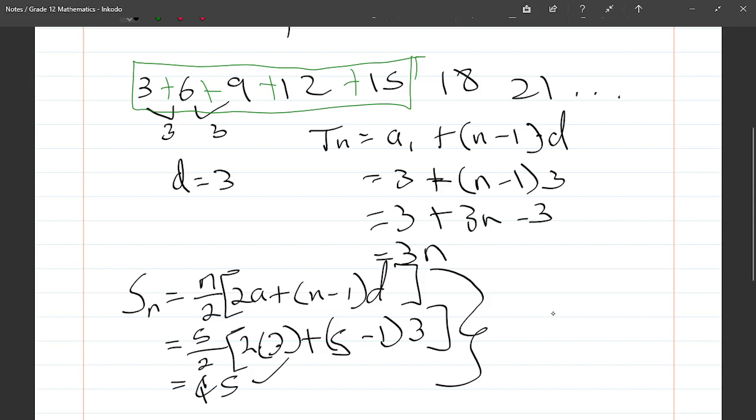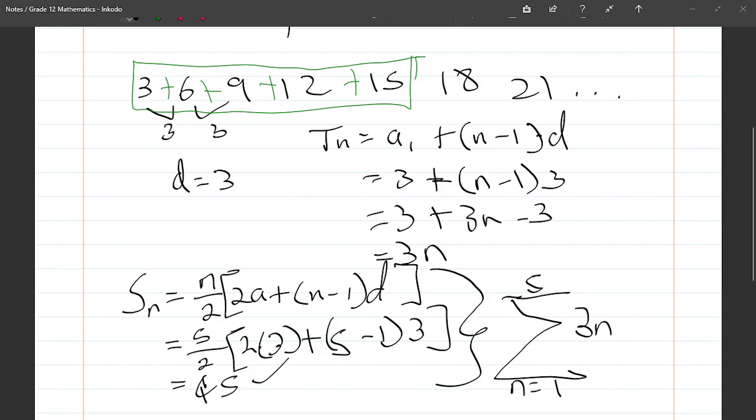If I was representing this in sigma notation, I would first draw my sigma symbol, and then remember here you're going to put in your general formula, and my general formula is just 3n, and I'm starting from n equals 1 all the way up until 5. That's what I'm doing. So this is the representation in sigma notation.